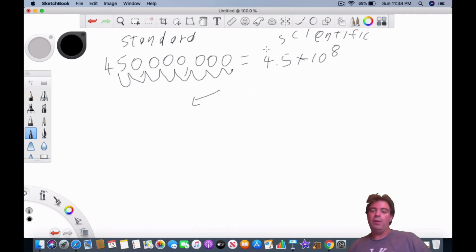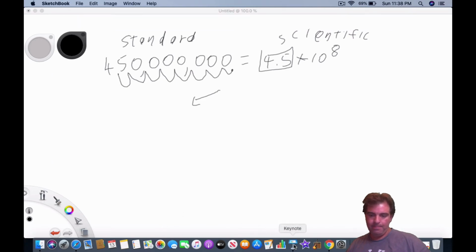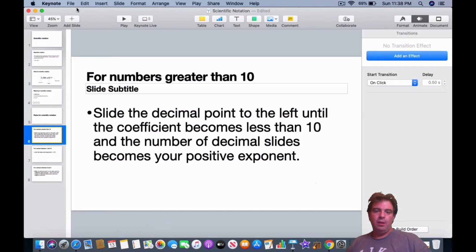Now notice how the coefficient, when we slid the decimal point, became less than 10. It became 4.5. So it becomes 4.5 times 10 to the 8th. That was easy. Let's go back to our presentation and continue.